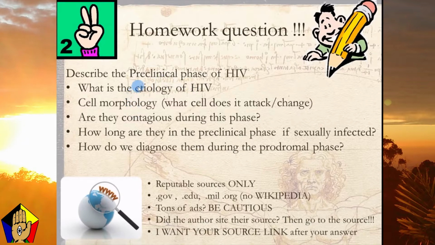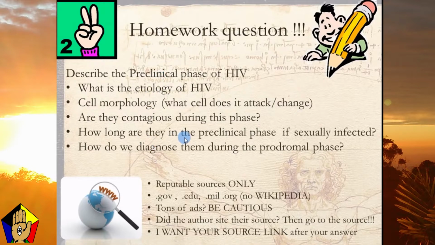So I'm going to have you, for most of these homework questions in this section set, looking up HIV. So you're going to describe the preclinical phase of HIV. What's going on in them before they're actually in the clinic? What caused the HIV? So what are the causes that they could have gotten it from? What happens to their cells? So what's the cell morphology or change? Morphology is referring to the physical changes of cells. So what cell does it attack and what does it change? And then, are they contagious during the preclinical phase? So can they spread it?